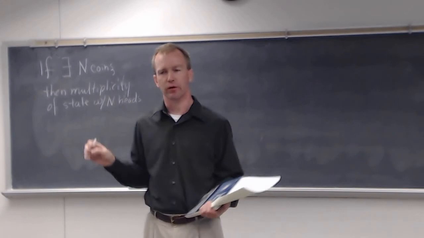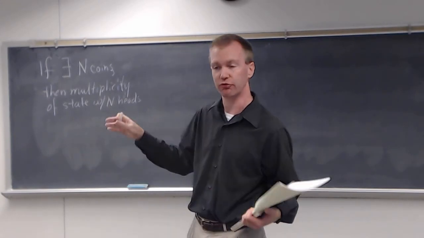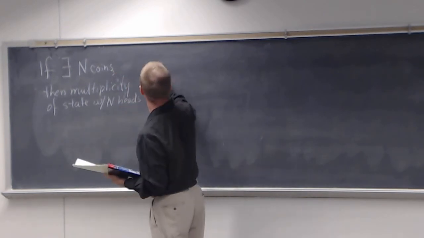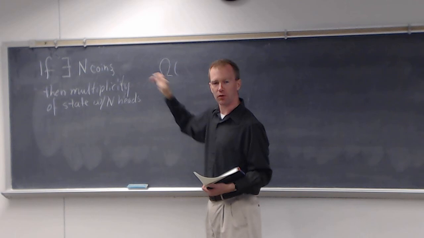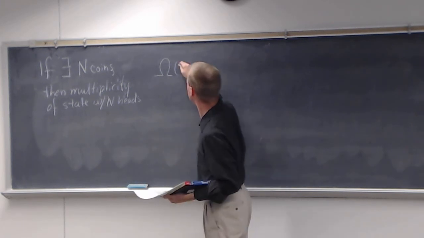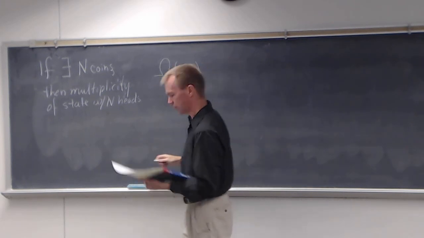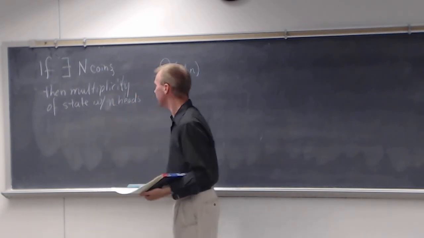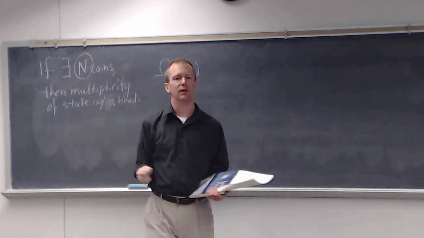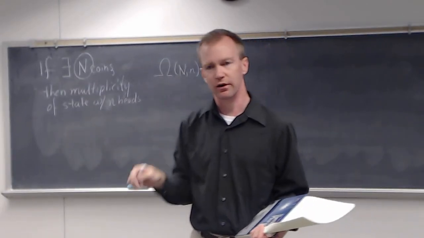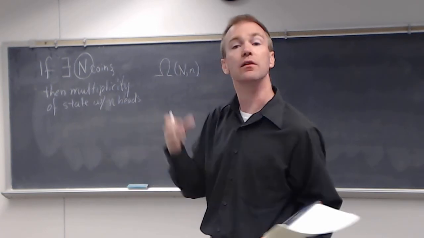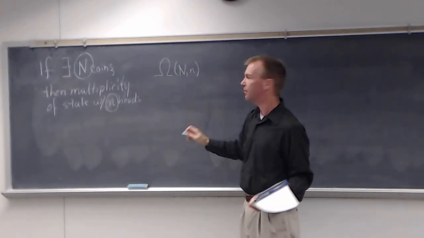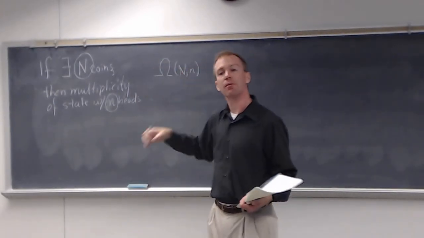So if I have N coins, the multiplicity of a macrostate with n heads is, writing this out here, this is a notation we'll use. Oh, and I made a mistake already. Capital N is the total number of coins. Lowercase n is the number of heads. It describes the macrostate that we're interested in. So, total number first, the number that describes the macrostate second.